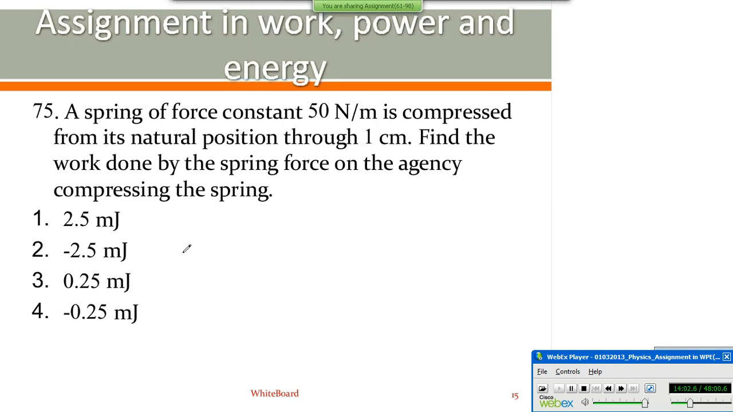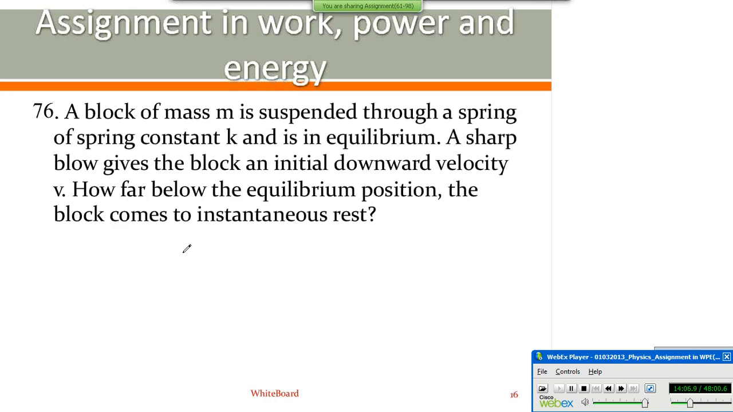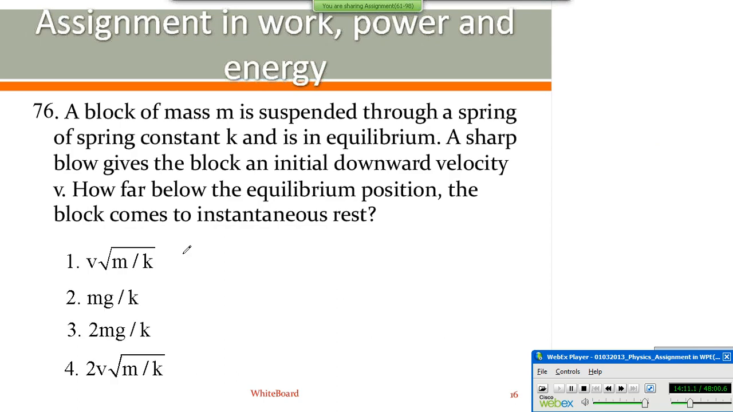So for question number 75, the second option is the answer. See question number 76. This is actually one of the special cases I have discussed. In case you remember the conclusion, you can directly write the answer.